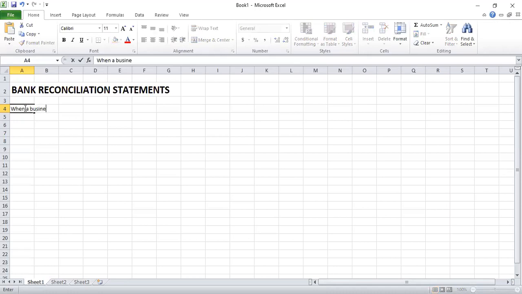When the business banks its money, it makes a record of deposits and withdrawals in the following records. Number one, the cash receipts journal from our previous topic. All the money that we receive, we record in the cash receipts journal. Number two, we have the cash payments journal. All money that is paid out will be recorded in the cash payments journal.